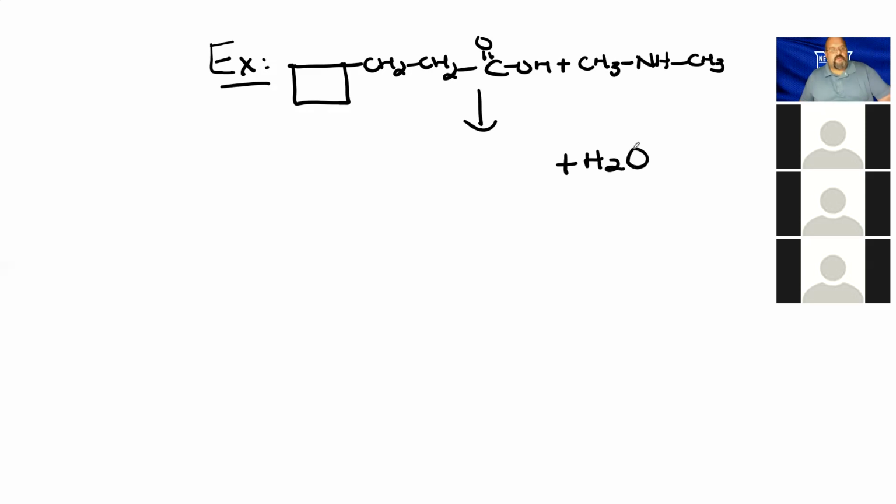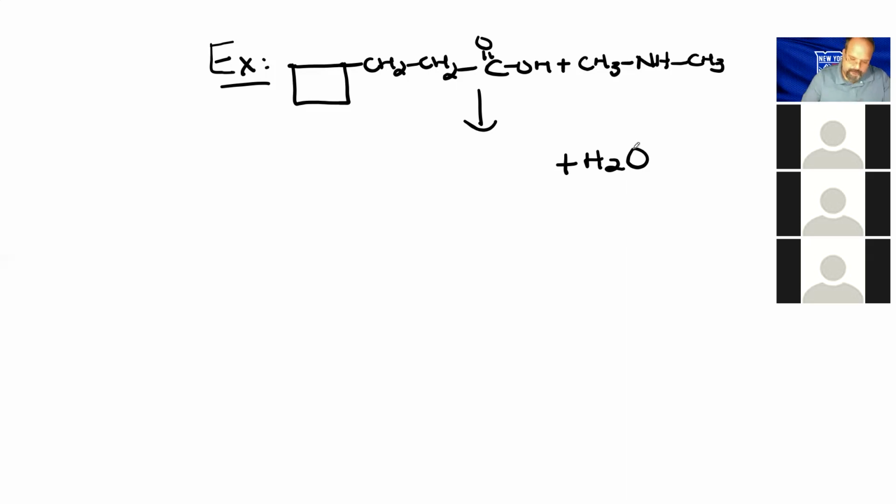Let's just take a look at the example here. So here we have a carboxylic acid. In this case, we're using a secondary amine. Again, the nitrogen has 2 carbon groups attached to it, so the amine is secondary. That's fine. Carboxylic acid plus secondary amine. What type of product are we going to get? We're going to get an amide.